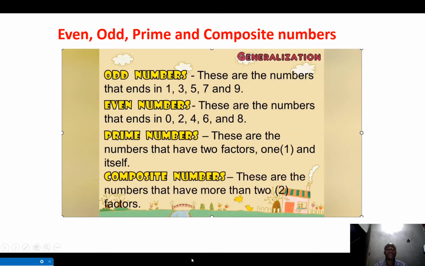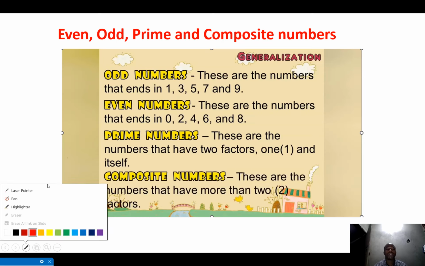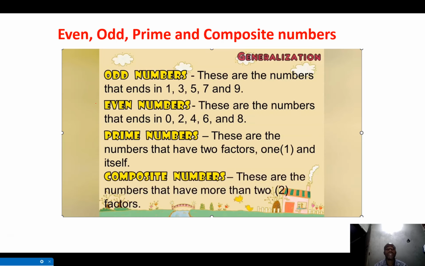Next, we have even numbers. Even numbers, as you can see here, are the numbers that end in 0, or can end in 2, 4, 6, or 8. So any number that you write ending with any of these digits is an even number.